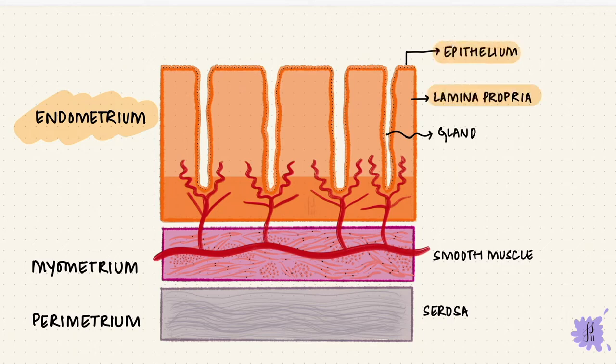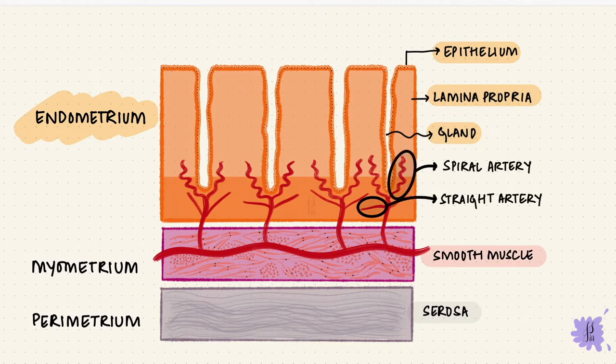The uterus is supplied by uterine arteries. These arteries branch and form arcuate arteries, radial arteries, but what we need right now are the straight arteries and the spiral or the coiled arteries.